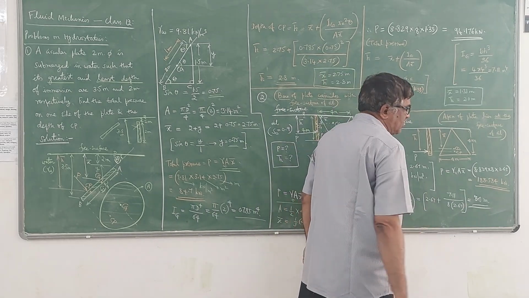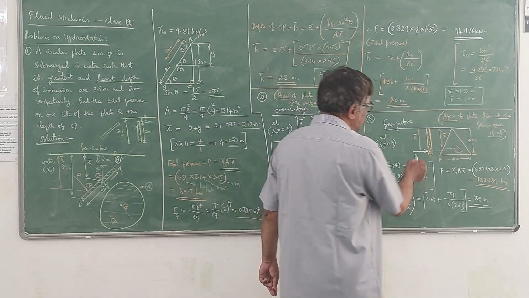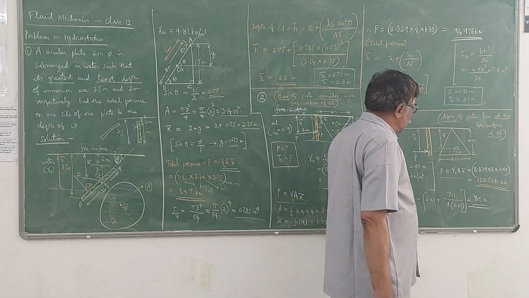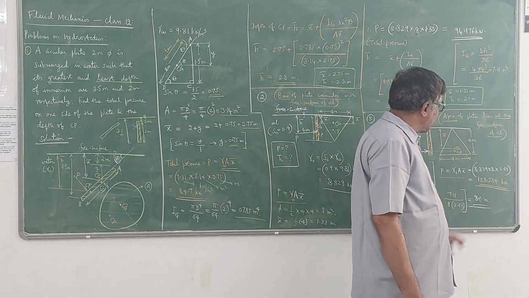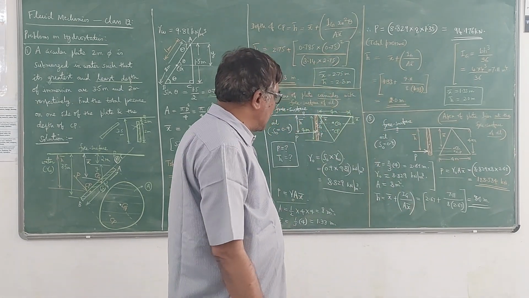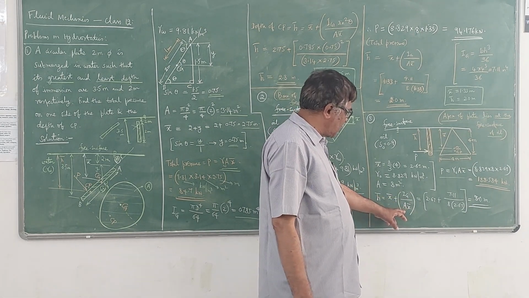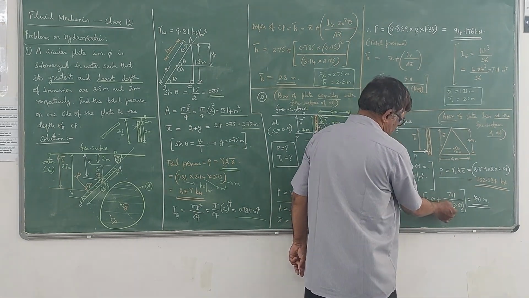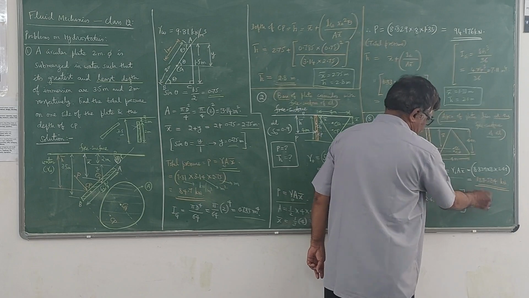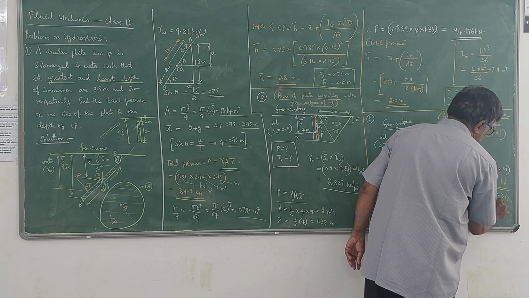Area of the plate remains the same. Half into base into height, half into 4 into 4, which is 8 meters square only. Now in this case, the total pressure is given by P equals gamma into A into X bar. Only this X bar value will change. So you are going to get 188.584 kilonewton. And coming to the depth of center of pressure, X bar plus Ig by A x bar. Here also X bar is 2.67, Ig remains the same, A remains the same. If you simplify, you get 3 meters. Here also you can see X bar is 2.67 meters, whereas H bar is 3 meters. So H bar is greater than X bar.